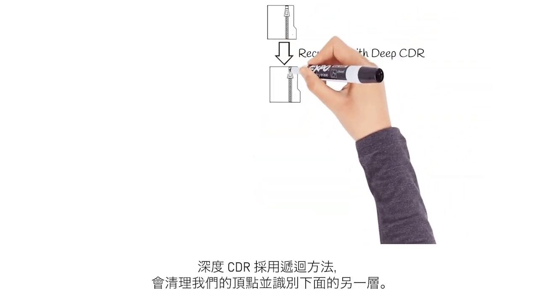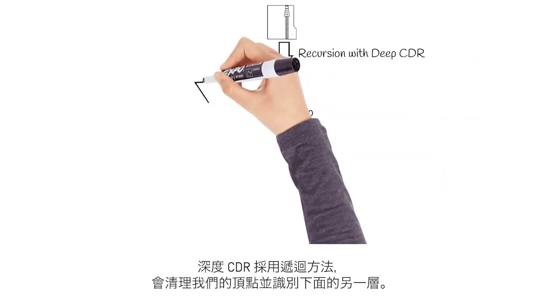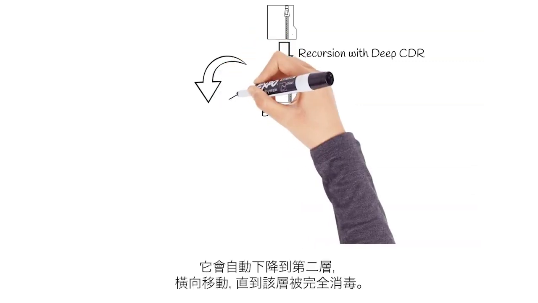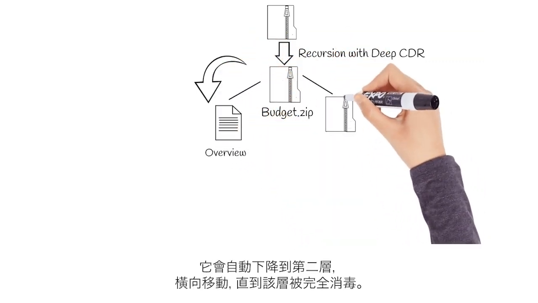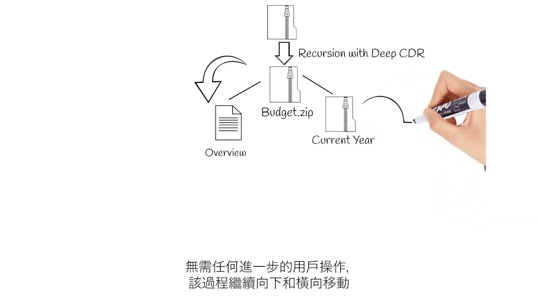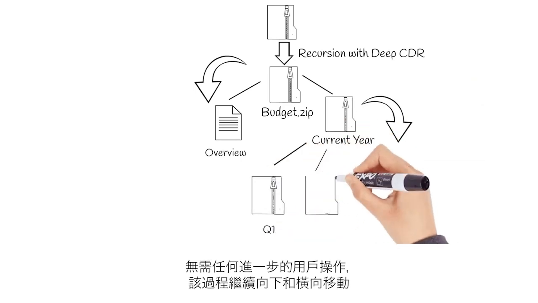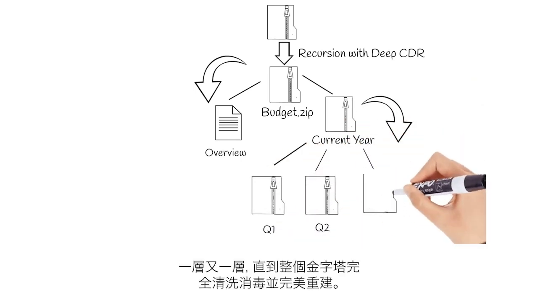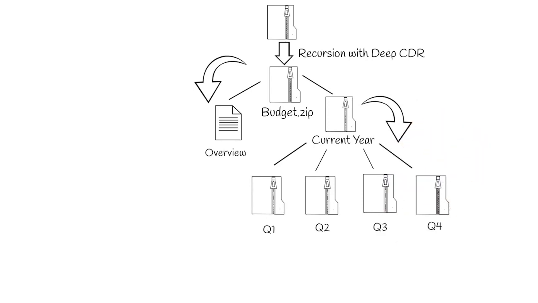Deep CDR, in its recursive approach, would sanitize our capstone and recognize another layer is underneath. Automatically, it drops to the second level, moving laterally until that level is fully sanitized. Without need for any further user action, the process continues in a down and lateral movement, layer after layer, until the entire pyramid has been fully disarmed and perfectly reconstructed.